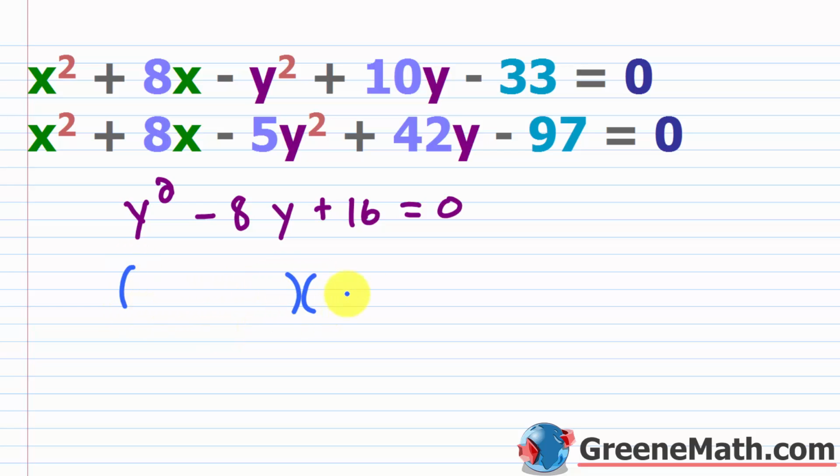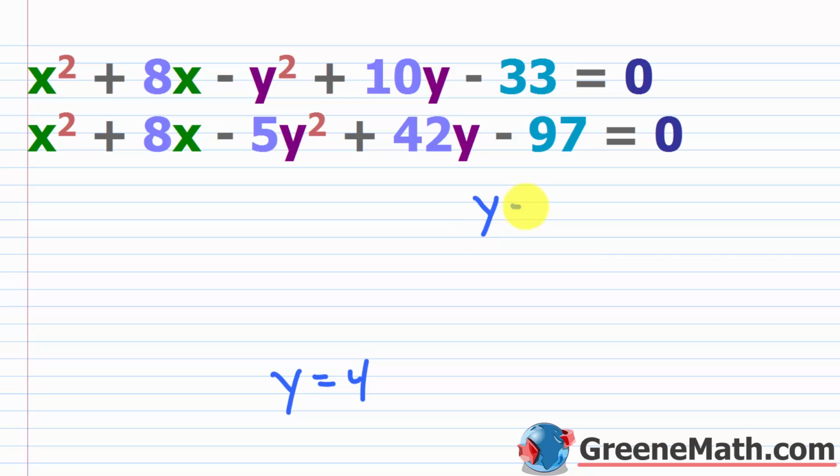I can just factor this and say that I have y here and y here. This is a perfect square trinomial. It factors into y minus 4 quantity squared. So your solution here for y is just 4. So we know y is 4. So let's figure out what x is.